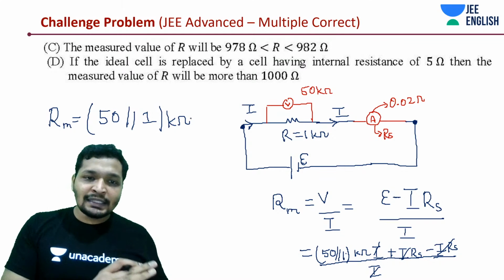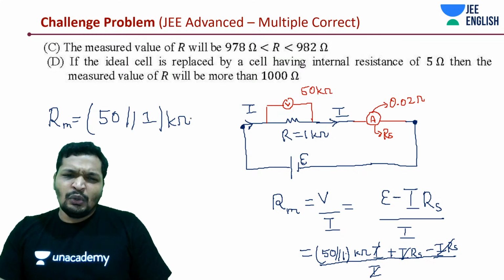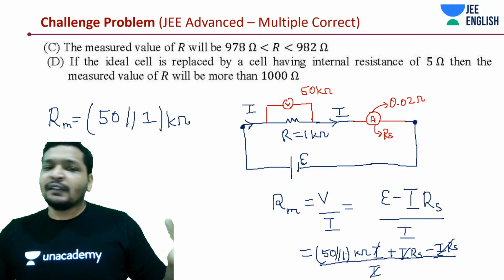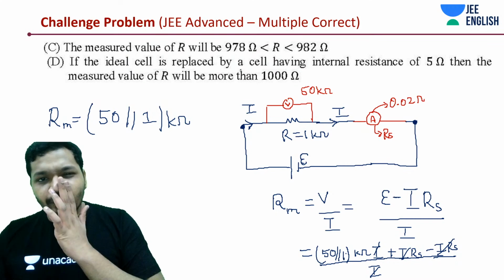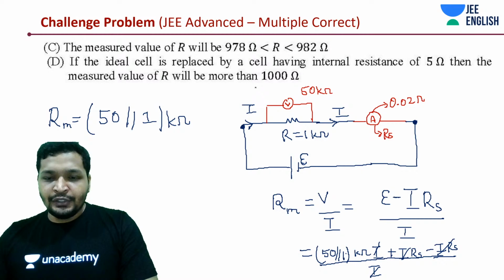So it's going to be less than 50 kilo ohm and 1 kilo ohm. So it's basically less than 1 kilo ohm, sorry. It should be less than 50 kilo ohm as well as 1 kilo ohm. But we need to calculate it. We can't simply say this is the value.